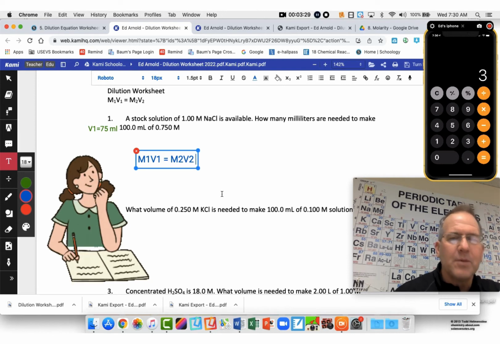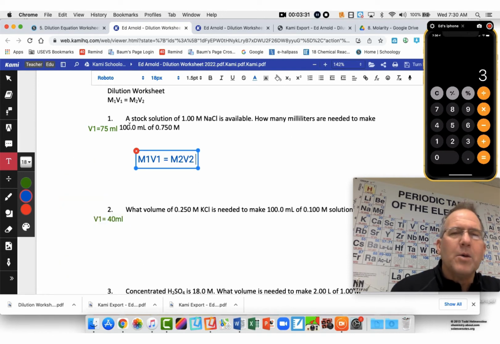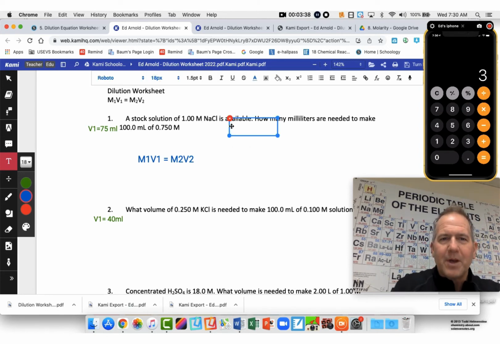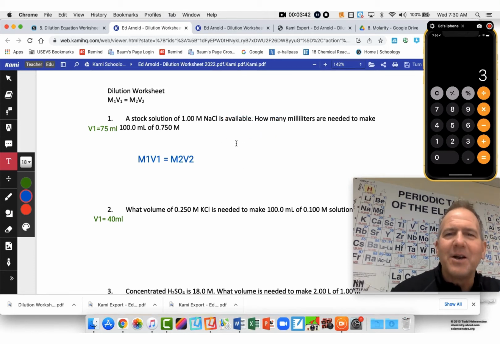All right, here we go. So a stock solution of 1 molar NaCl is available. How many milliliters are needed to make 100 milliliters of 0.75 molar?